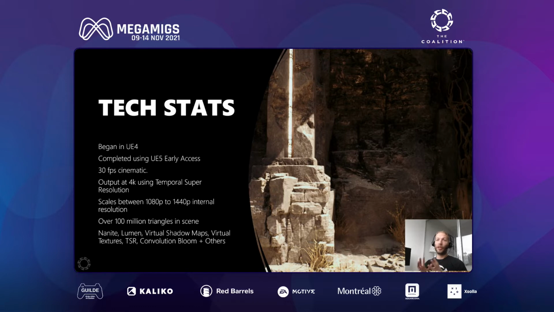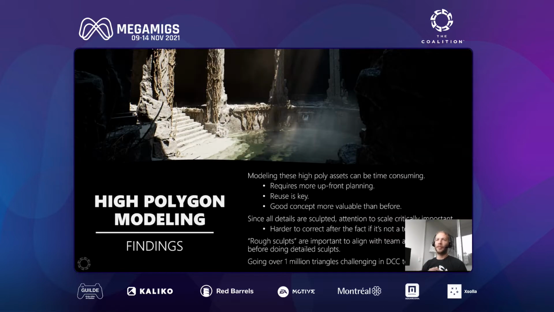And we're outputting at 4K using the new Temporal Super Resolution that's in UE5. The input resolution is somewhere in the 1080p to 1440p band. You'll see later on some comparisons of the quality differences, but TSR does such a good job of upsampling that you can go fairly low on the input res. We had over 100 million triangles in this scene. And we have lots of technologies in here, such as Nanite, Lumen, the new virtual shadow map system, virtual textures, Temporal Super Resolution, convolution bloom, and others.